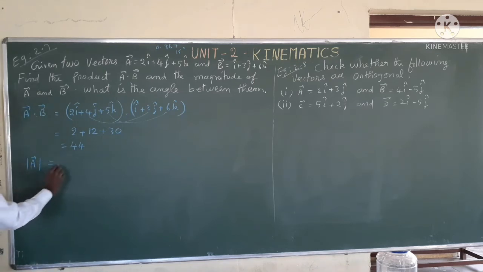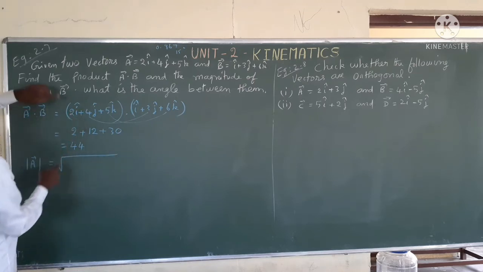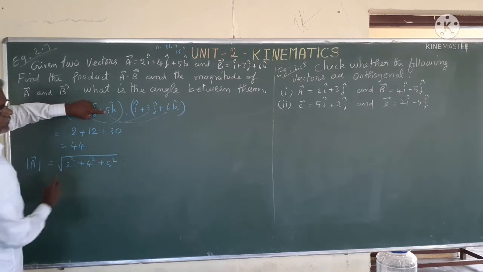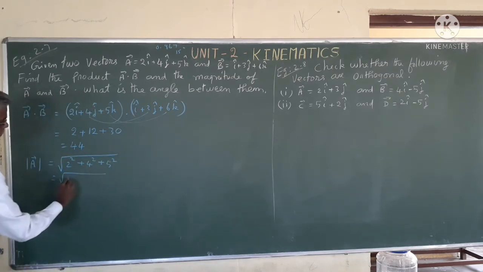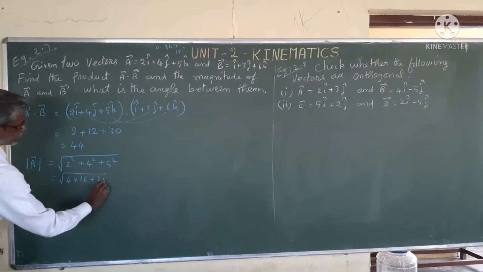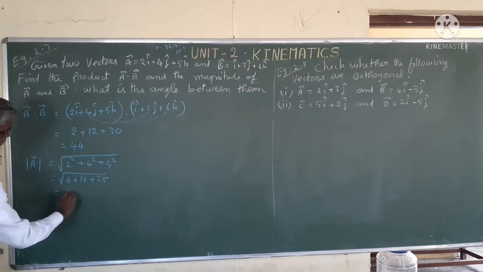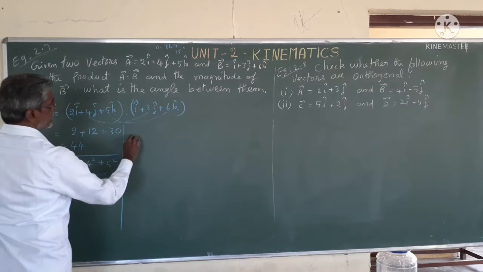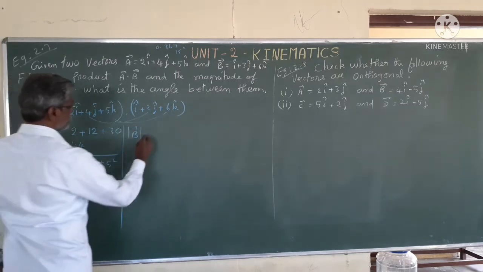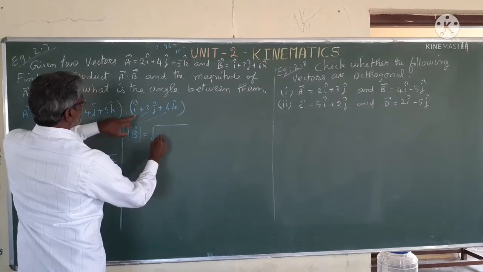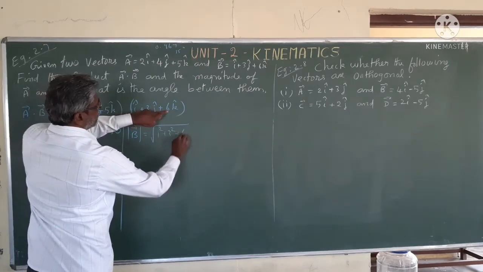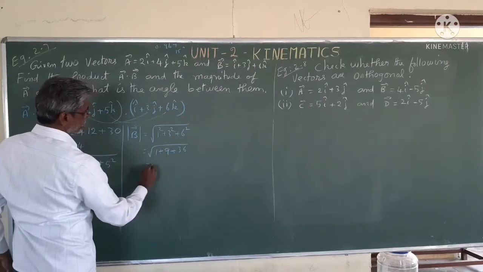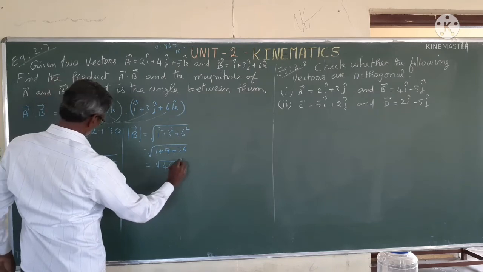Understood? Now find out the magnitude of A vector. How to find out the magnitude of A vector? Square root of 2 square plus 4 square plus 5 square, that is 4 plus 16 plus 25, which gives 45 under the root. Next we find out the magnitude of B vector: square root of 1 square plus 3 square plus 6 square, that is 1 plus 9 plus 36, so root 46 units.